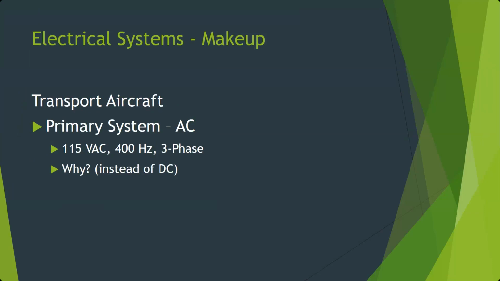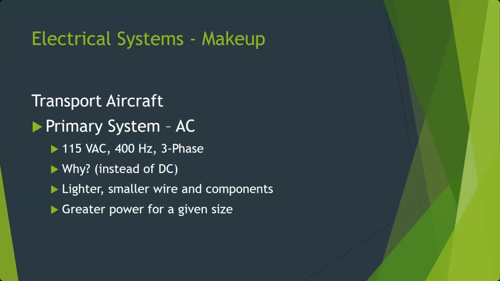So why AC instead of DC? Anyone, any ideas? So these are a higher voltage, and you're going to get less voltage drop over a longer distance with AC. So hence, bigger aircraft, it's important to be able to have that. And because you have less voltage drop, you can have lighter and smaller wires and components and greater power for a given size component as well.